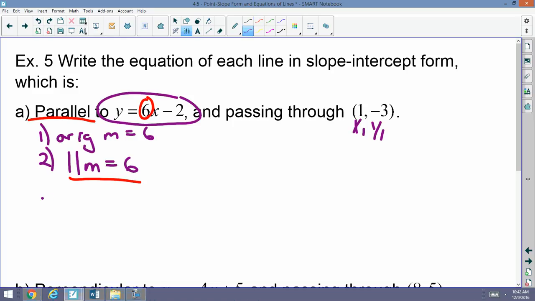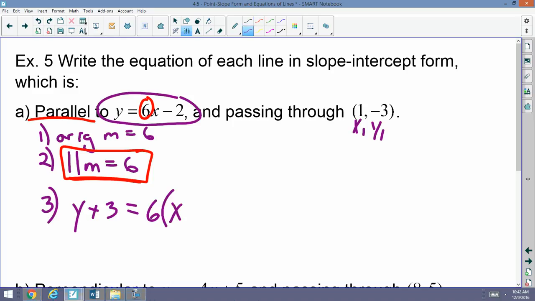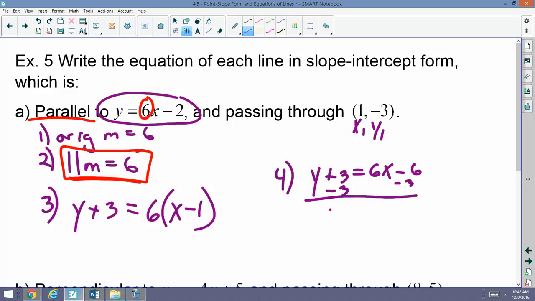Now, step 3, plug it into the point slope form. Y minus y1, so that's plus 3, equals m, but I'm talking about my new parallel m, which is 6 times x minus x1. And now step 4, solve for y. So y plus 3 equals 6x minus 6. Subtract the 3 from both sides. Y equals 6x minus 9. And ding dong, the witch is gone.